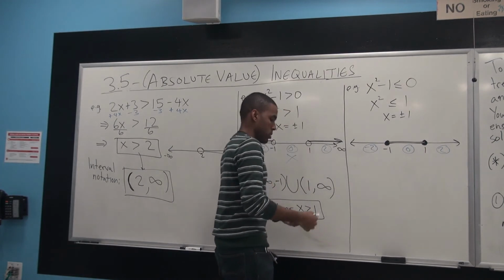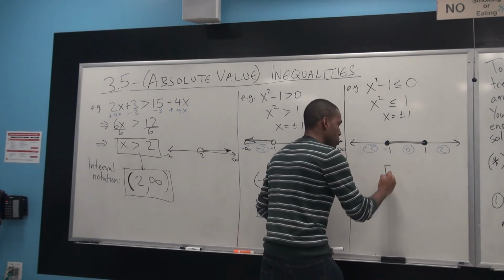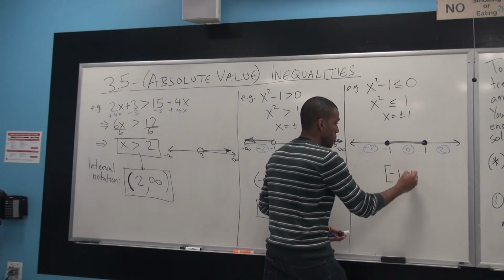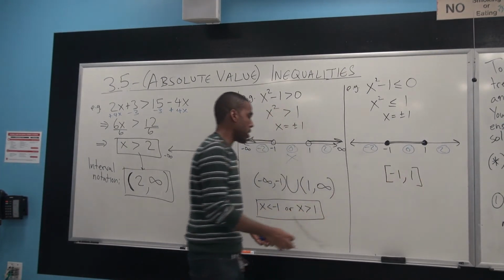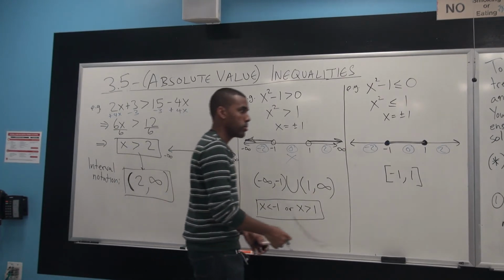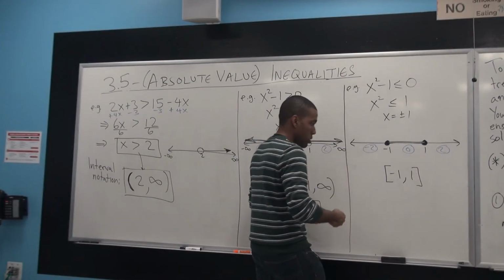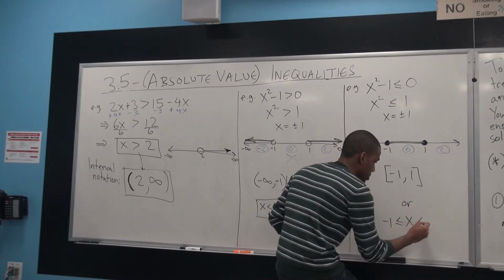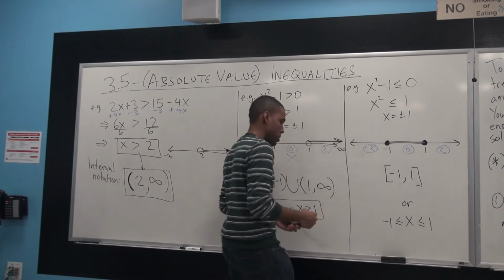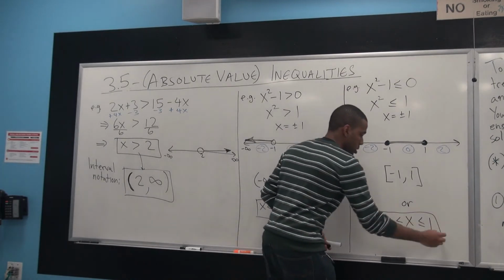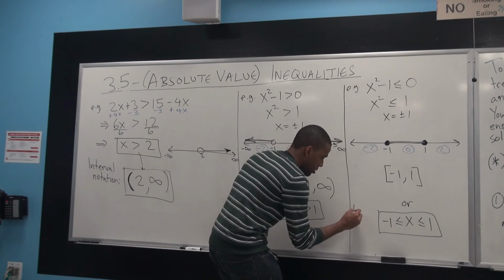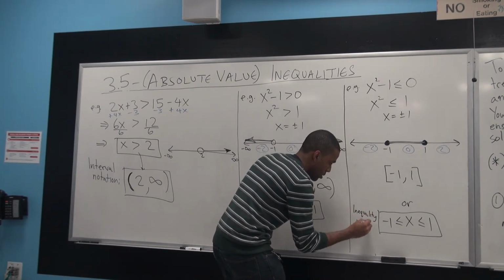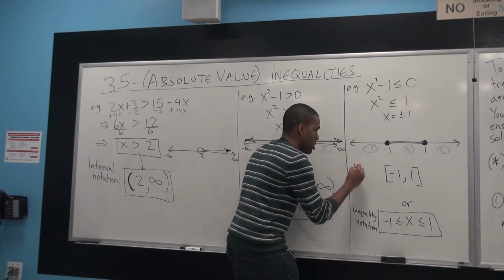So, bracket. Here's where you use the bracket, right? I use the square brackets to say minus 1 is included. These are called the closed brackets. These are called open brackets. Or you can basically write x is less than or equal to 1 and greater than or equal to minus 1. So you can write this in inequality notation. This is called interval notation.